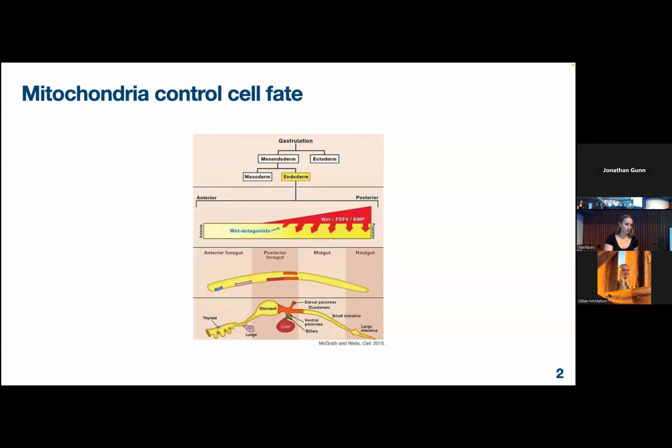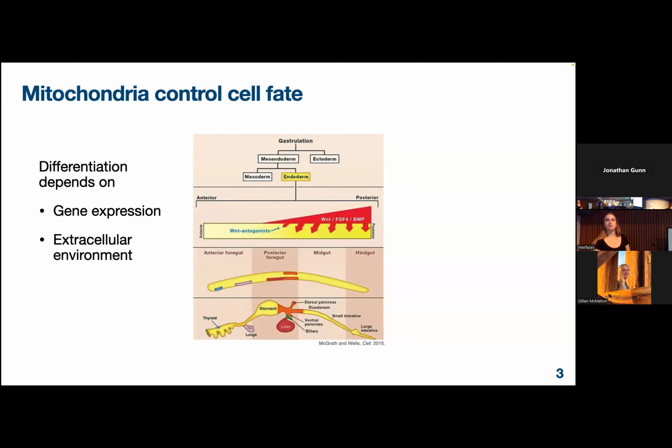So the process from stem cell to specialized cell, let me see if you can see my mouse there. Stem cell to specialized cell is called differentiation. And in differentiation, people typically think of two things, and this is gene expression and extracellular environment. So what genes are being turned on or off, and whether outside the cell is soft and squishy or hard.